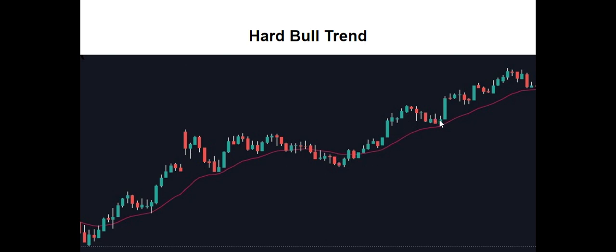And there was a small pullback here. Pullbacks are relatively smaller, but the bullish moves are much bigger. So this is a very clear example of a hard bull trend. This is how a hard bull trend looks like. It does have pullbacks in between. It does have bear moves in between. But we know the power and strength of bulls is higher in a hard bull trend.